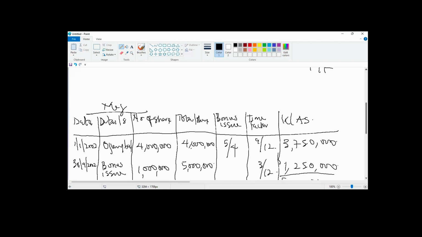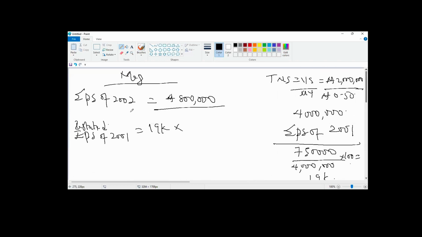Can I go to the question now? Five million, times 100. For the restated earnings per share, I will now say 4 over 5, multiplied by 100. That is the end of the question on bonus issue.